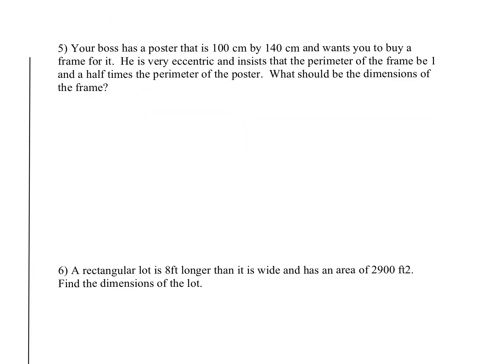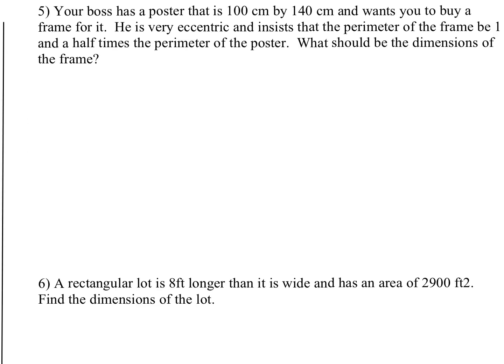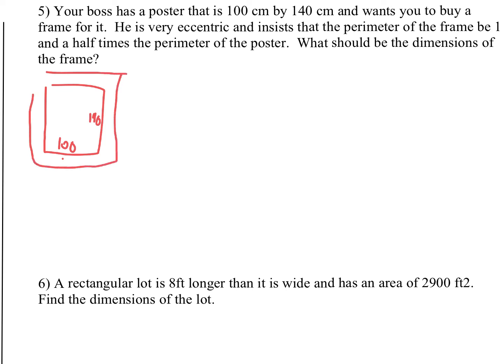All right, next up here we have a picture frame problem. These are pretty popular. All right, and so I'll go ahead and first I would draw a picture. So we got a poster, and the poster is 100 by 140, and then he wants a frame to go around it. Now, whenever they have the frame here, the frame is always what we call a uniform width. And so what it means is the distance from here to here, from the edge of the poster to the edge of the frame is x.